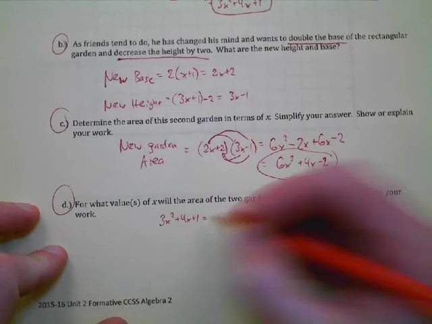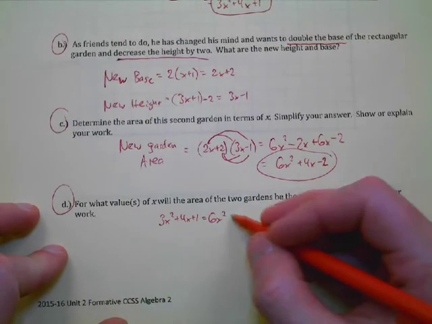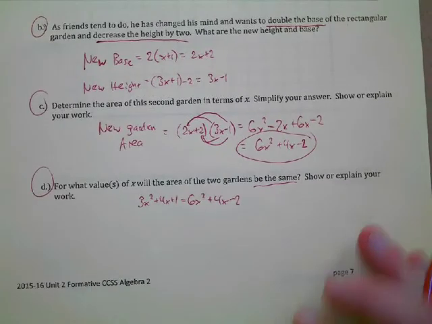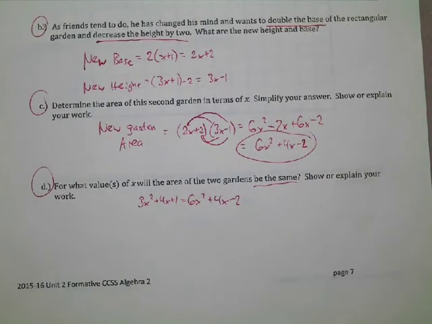The new one and the old one, right? So we're going to set them equal. To be the same means they have to be equal. So we'll set 3x squared plus 4x plus 1 equal to 6x squared plus 4x minus 2.